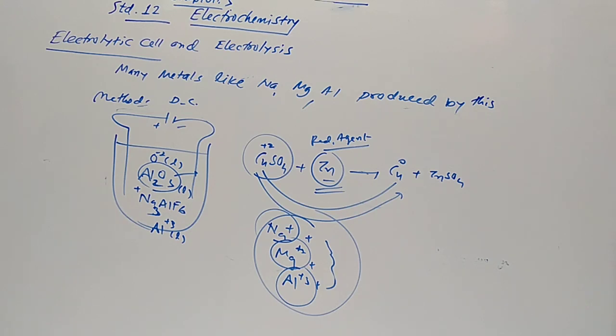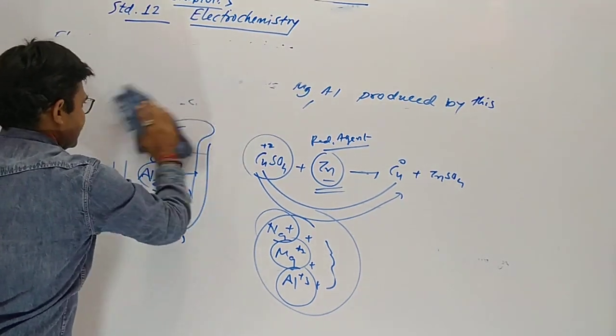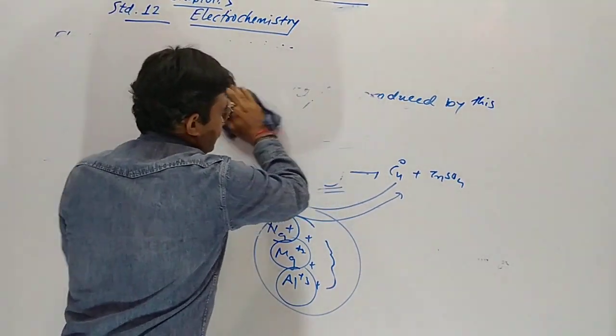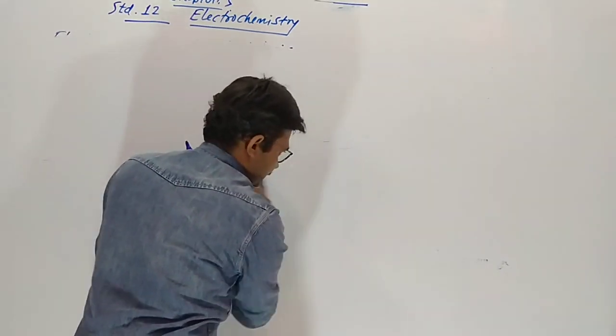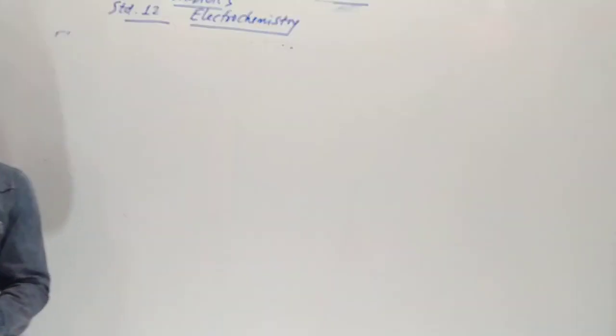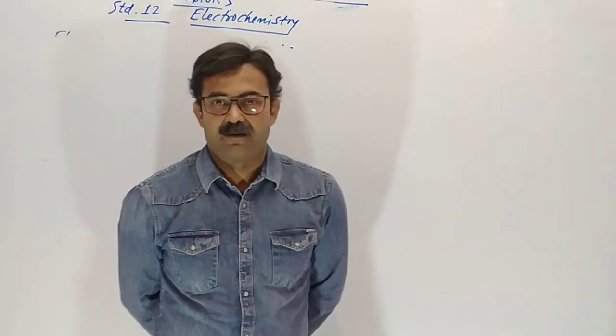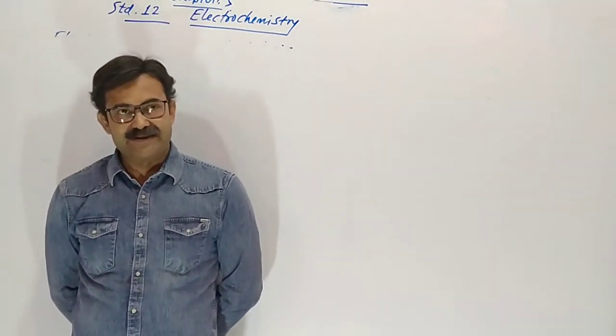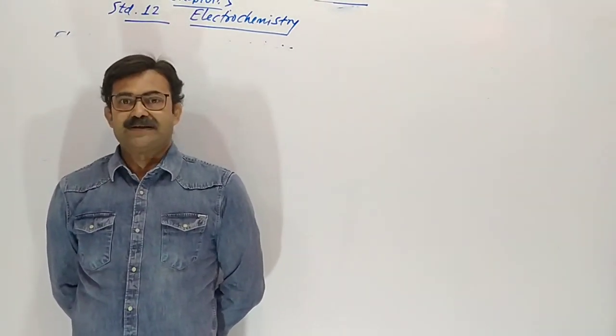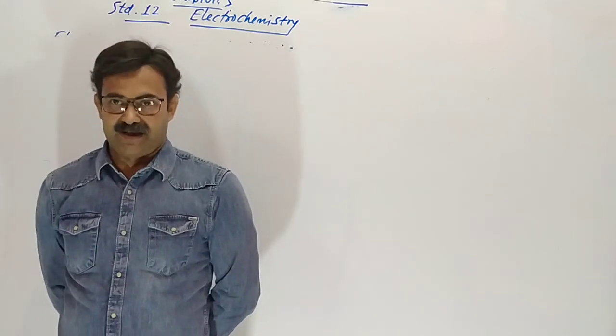Now come to the most scientific question. Michael Faraday was the first scientist who described the quantitative aspects of electrolysis. Our next question, which is most scientific: Faraday's law of electrolysis.